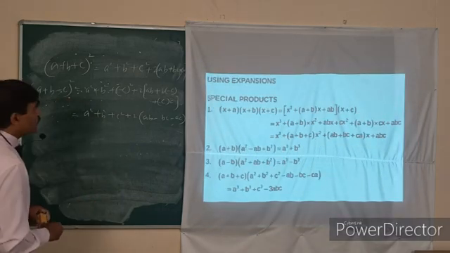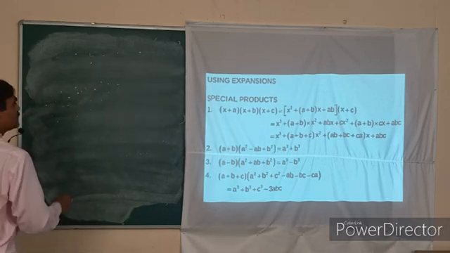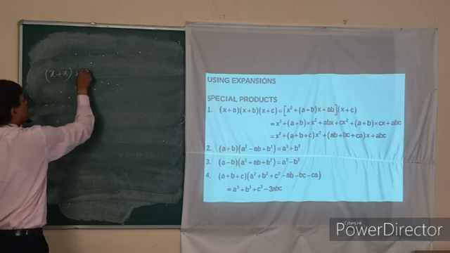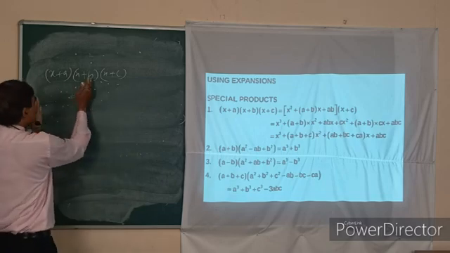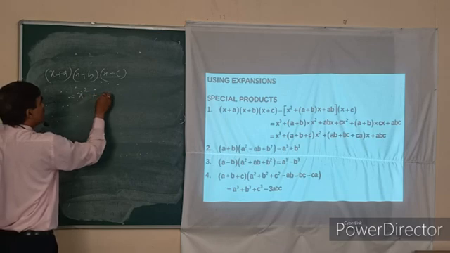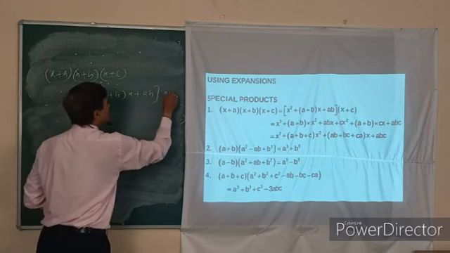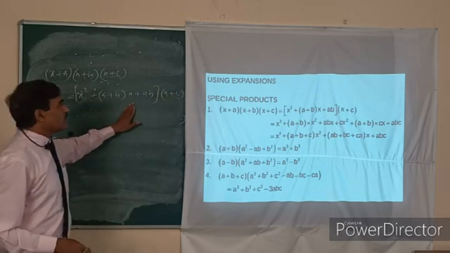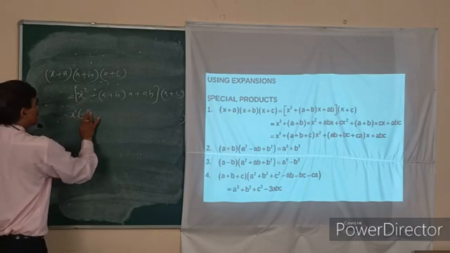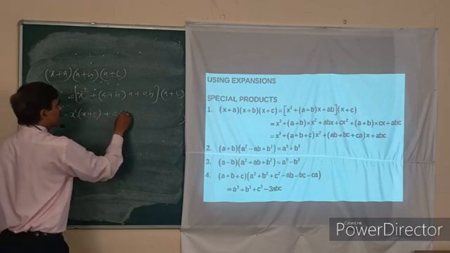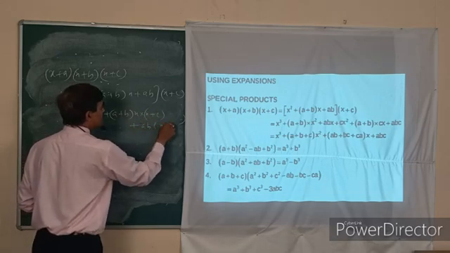Now if the product we have to find has more than 2 terms, suppose we have to multiply (x plus a) (x plus b) (x plus c). These 3 terms we have to multiply. Then what we'll do is first multiply these 2. So that will be x square plus (a plus b) x plus ab, and then (x plus c). Now we multiply this term by this. So what we'll get is x square (x plus c), then (a plus b) x multiplied by (x plus c), then plus ab multiplied by (x plus c).